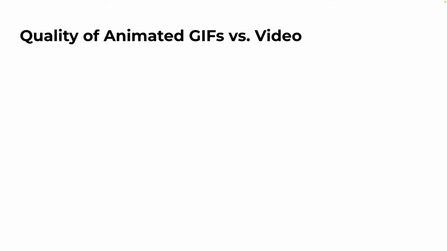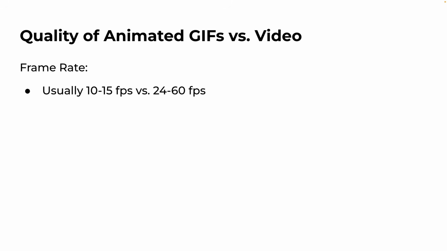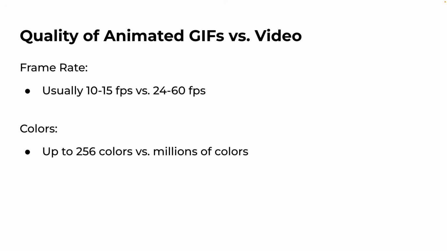The animation in an animated GIF may look a little more choppy when it plays back because it usually has a much lower frame rate than video, 10 to 15 frames per second compared to 24 to 60. An animated GIF also has an extremely limited color palette compared to video, 256 colors versus millions. Most animated GIFs use a global color palette, so that means all the frames use those same 256 colors.